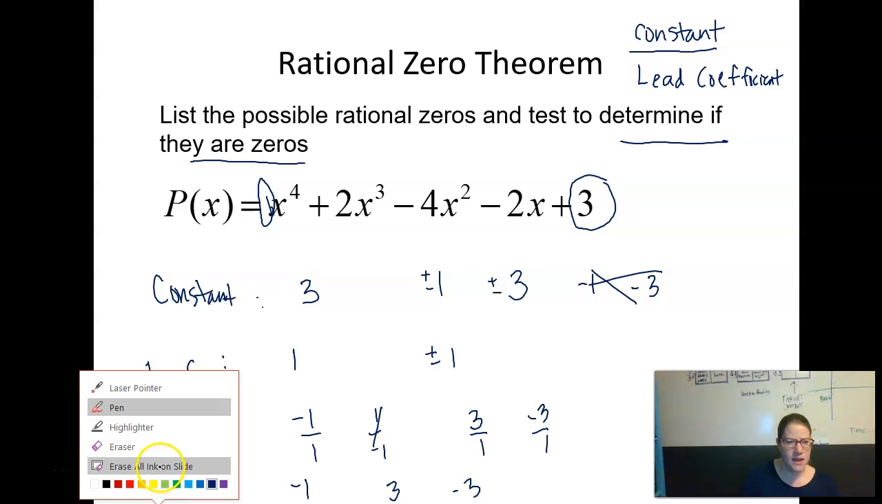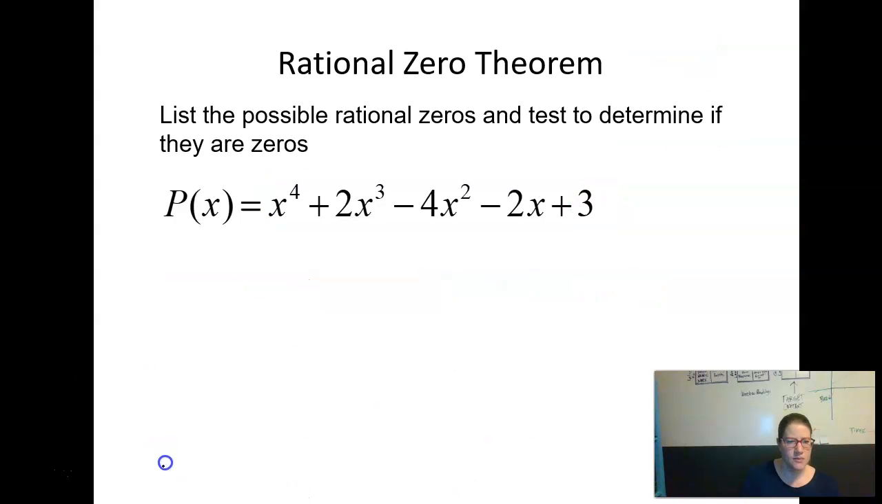So let's go ahead and clear this slide so that I can actually now use these. Remember, I had plus or minus 1 and plus or minus 3 as my possible zeros. So I'm going to put plus or minus 1 and plus or minus 3 up here. Now we're actually going to test them to see if they actually are zeros. So just like I explained.